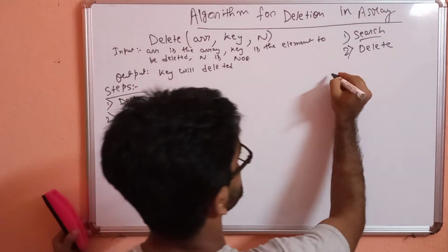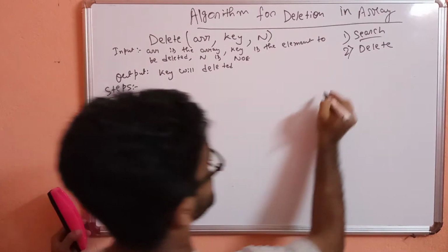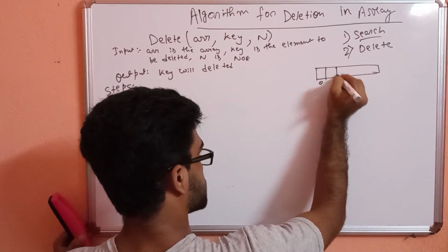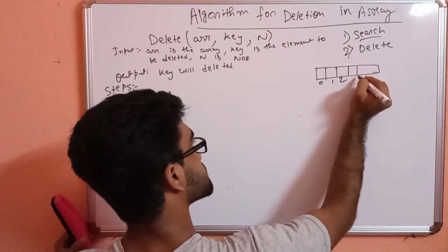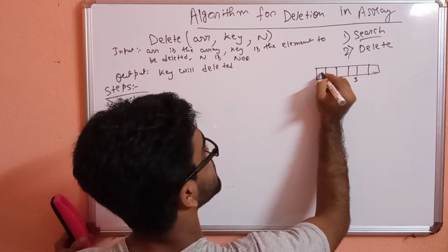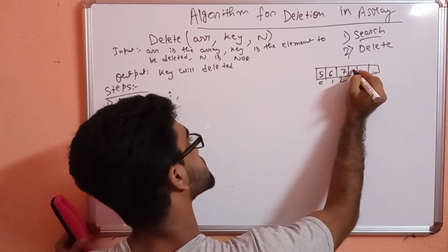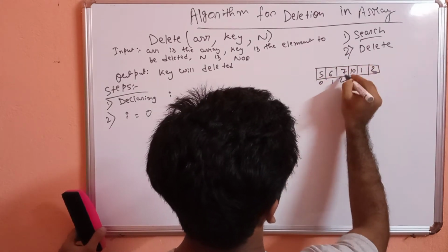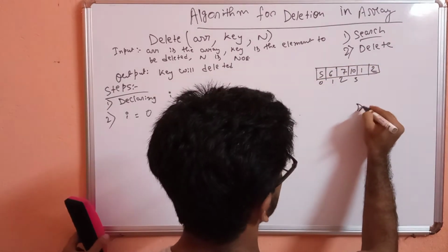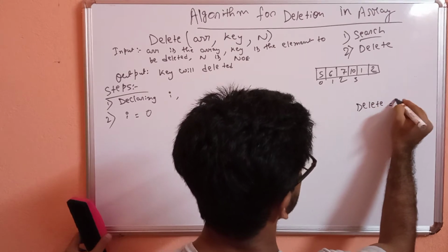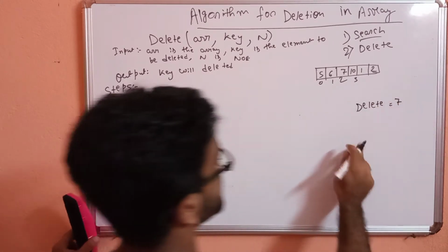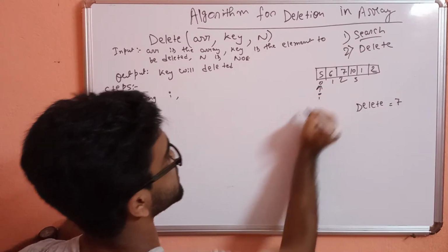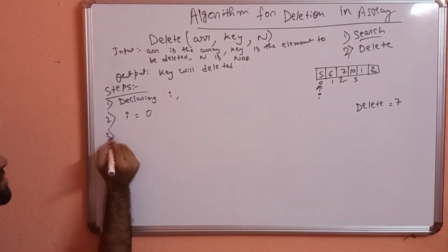Well, let us consider this array. We want to delete this 7. What we want to delete? Delete 7. This is my key. 7 is the key, so I am pointing I here. Now first we have to search.